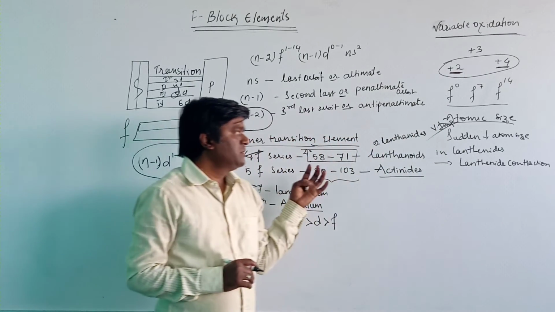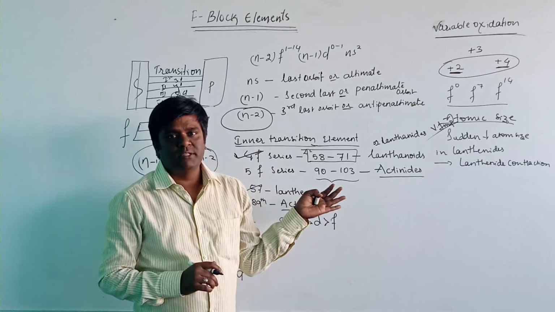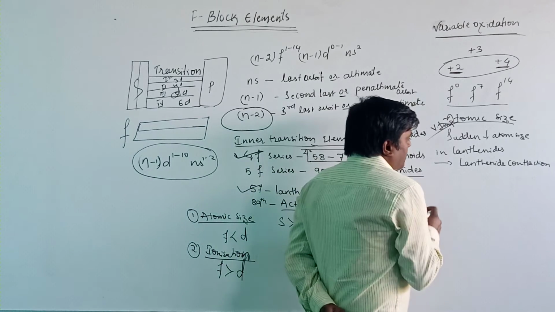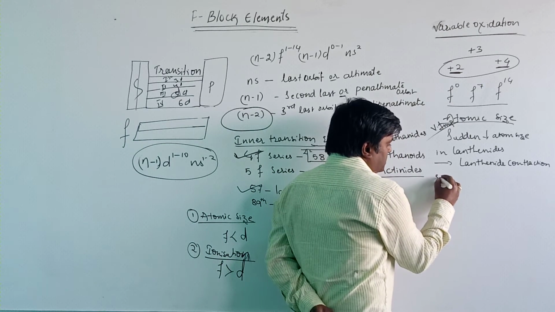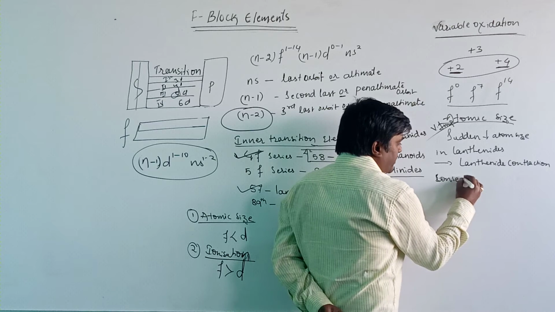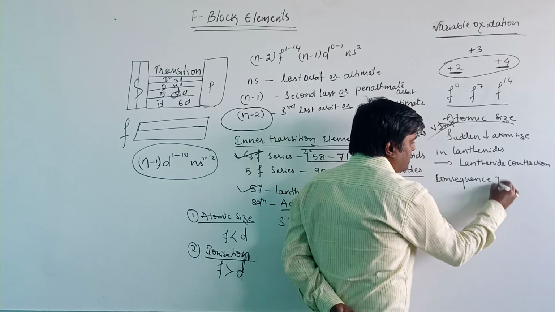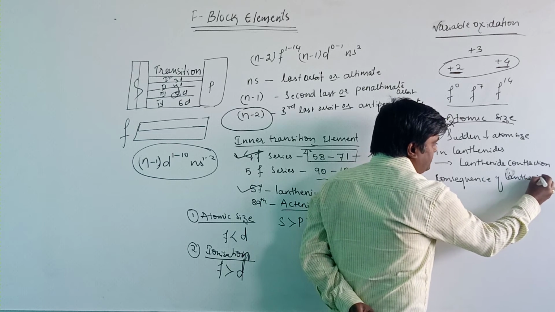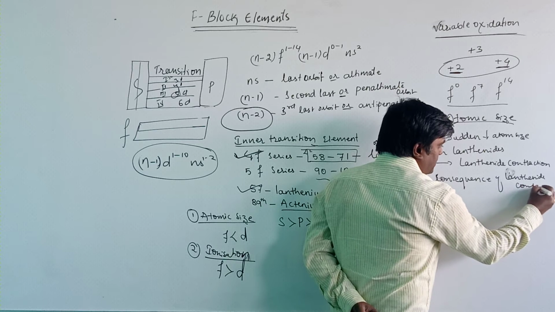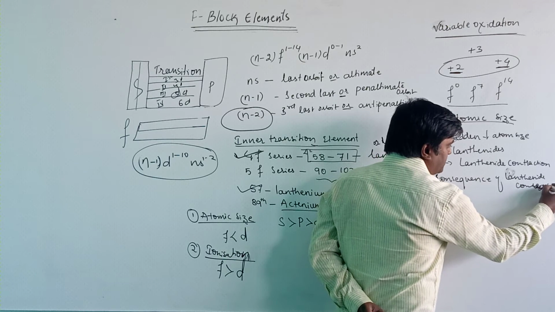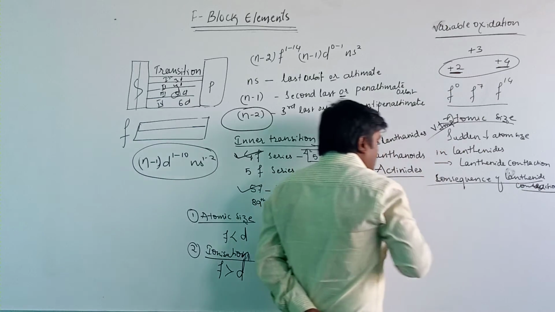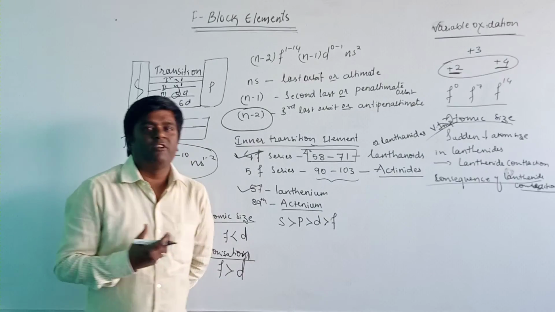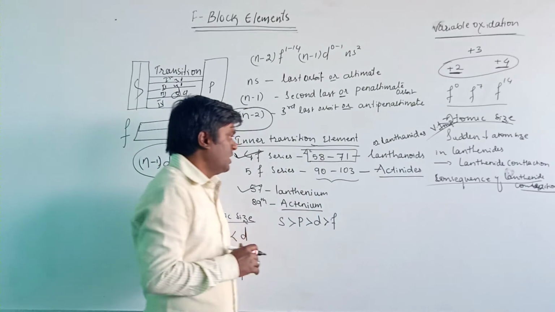Then let us see what happens when the lanthanide contraction takes place in the 4f series or lanthanide series. Due to the lanthanide contraction, what are the effects, or we can say the consequences of lanthanide contraction? This is very important for the examination. What will happen due to the lanthanide contraction in the f block elements?